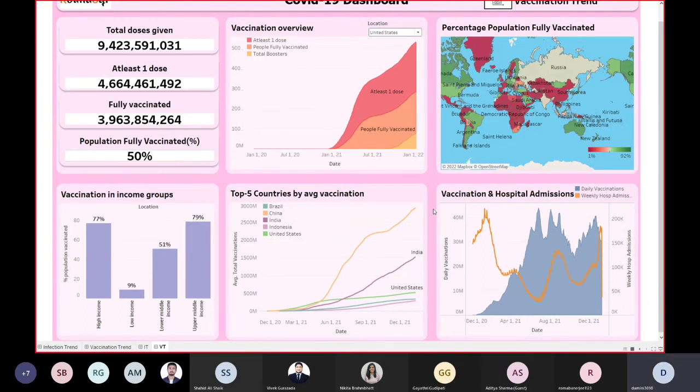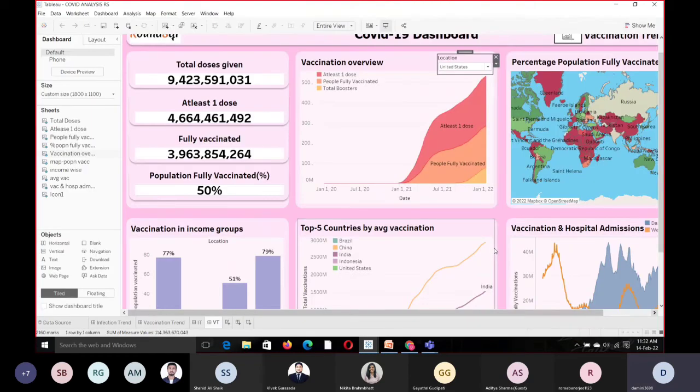And now the final one is the vaccination and hospital admissions. So the blue area graph shows the daily vaccinations that were taking place, and the orange trend line shows the weekly hospital admissions. As is evident, with the passing of time, as the daily vaccinations started increasing rapidly, the weekly hospital admissions started declining. This much is all I have for the COVID-19 dashboard.